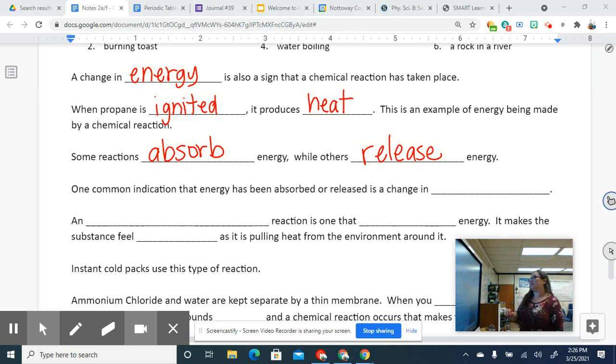One common indication that energy has been absorbed or released is a change in temperature. So we know already that heat, temperature, is a direct measure of energy. The faster the particles are moving, the more energy it has. So there's some types of reactions that need energy, and so they will actually pull energy in. And then there's other reactions that put energy out and release it. So let's talk about those. Pause it and get your answers.